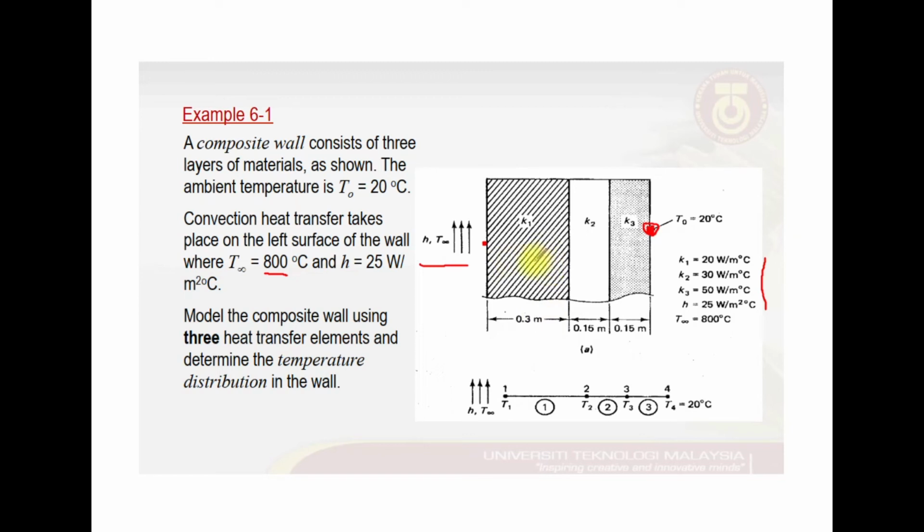The thickness of each layer is as shown here. Material number 1 has a 0.3 meter thickness, while material number 2 and number 3 both have 0.15 meter thickness. So this is the physical problem, or the physical geometry, of our plane wall.